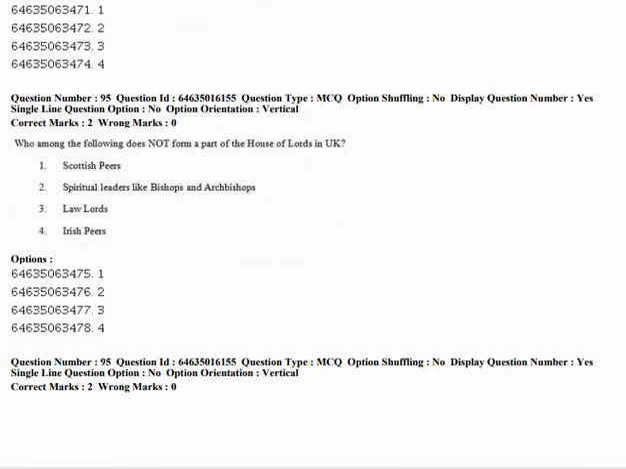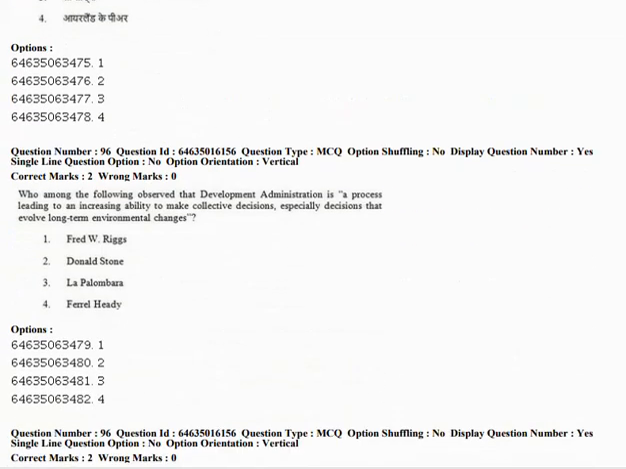95. Who among the following does not form part of the House of Lords in the UK? It is Irish peers.